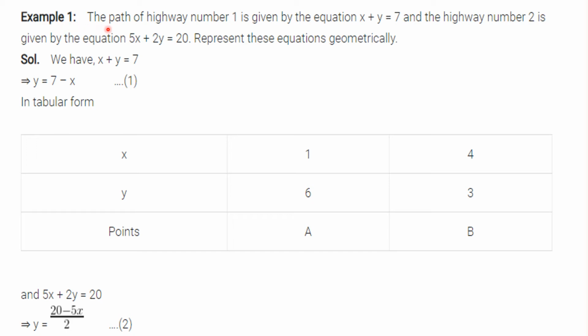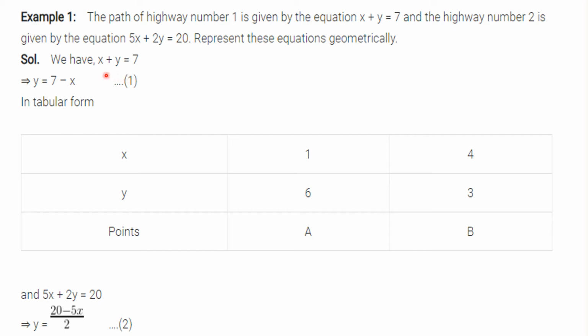Here an example is given. The path of highway number 1 is given by the equation x plus y equals 7, and highway number 2 is given by the equation 5x plus 2y equals 20. Represent these equations geometrically. So here we have two linear equations in two variables, and we need to plot the graph of these two equations. How can we draw it?